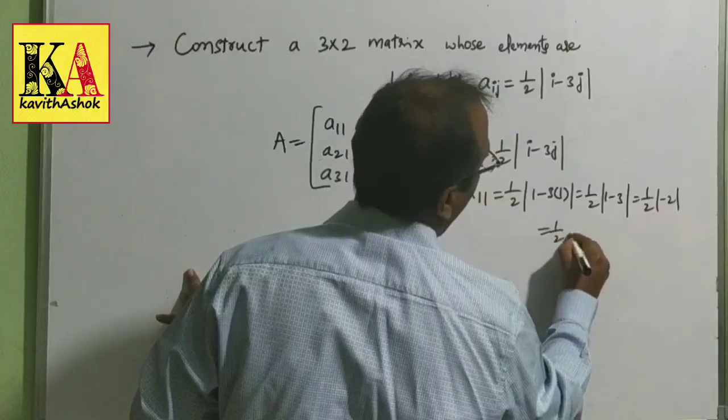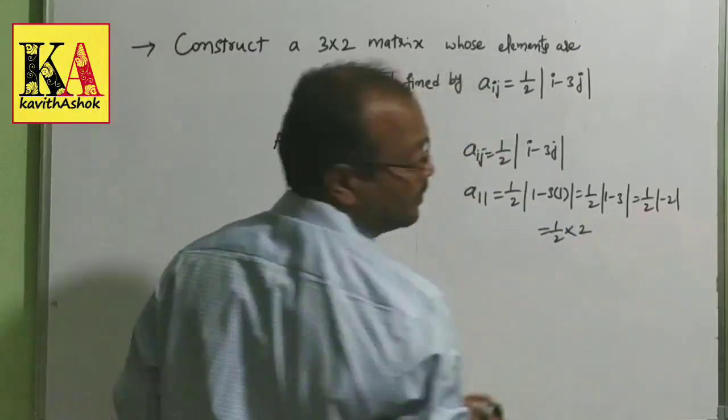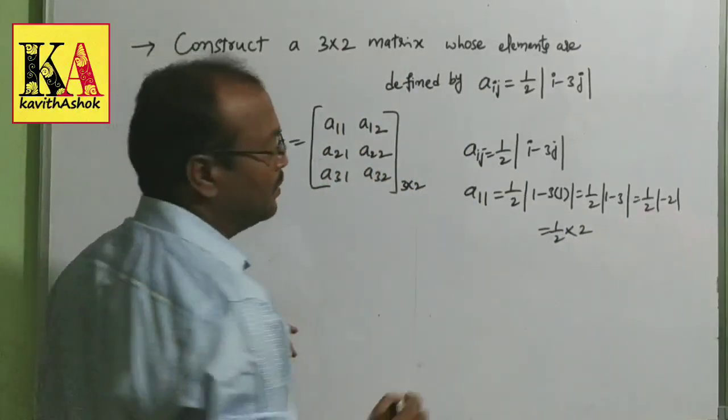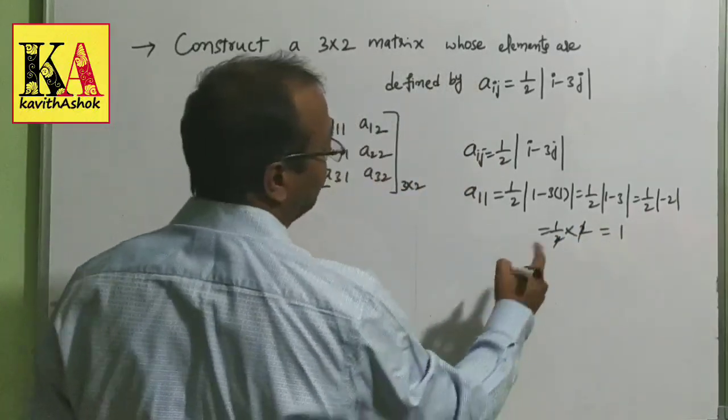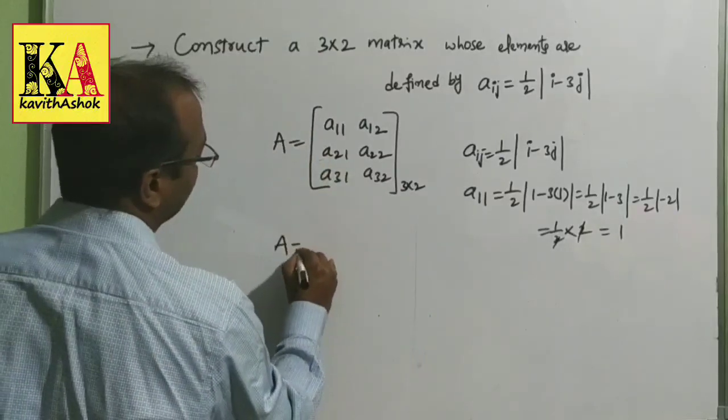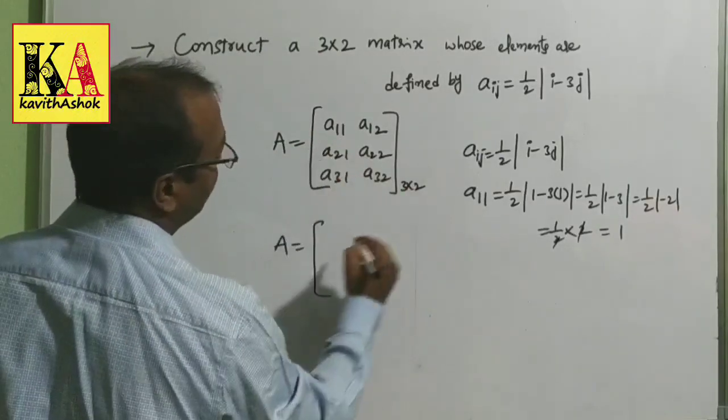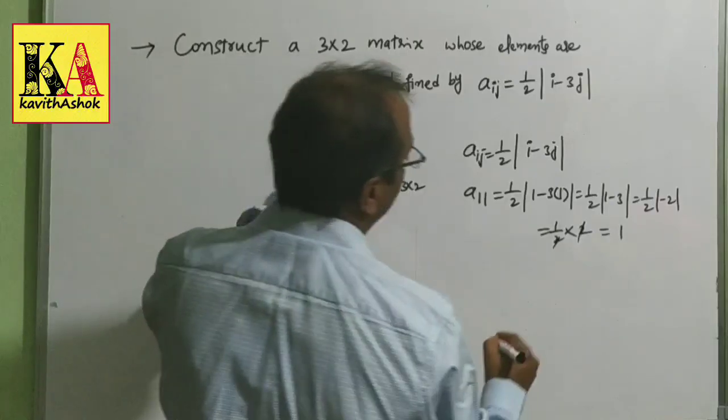This is equal to half of mod minus 2 is equal to 2. Why? Because that is a modulus value, absolute value. 2 gets cancelled, we will get 1. Next. So a11 value is, so this is our required matrix here. In the place of a11, we will replace 1. Next, a12.